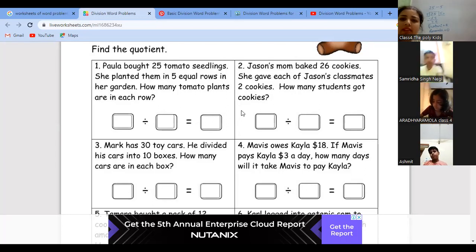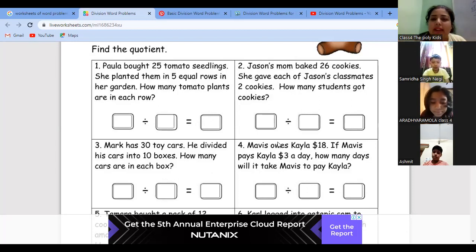So second question, third question and fourth question is for you. Second is for Samrit, third is for Aradhya and fourth is for Ashmit. I am just explaining it, and then you will do it.